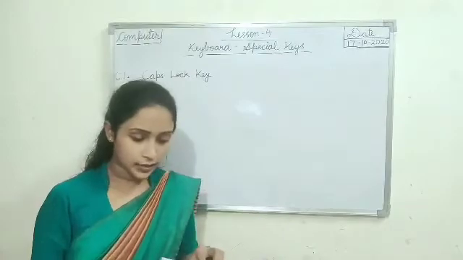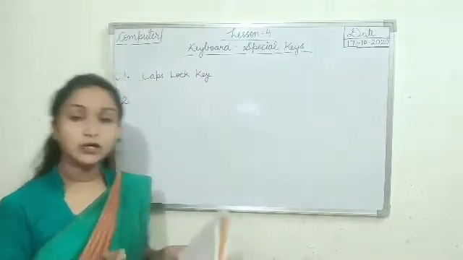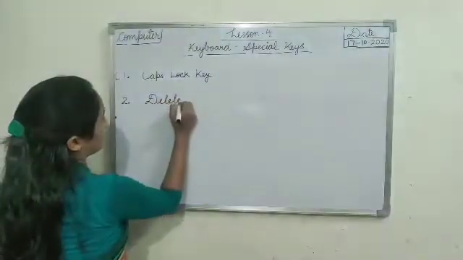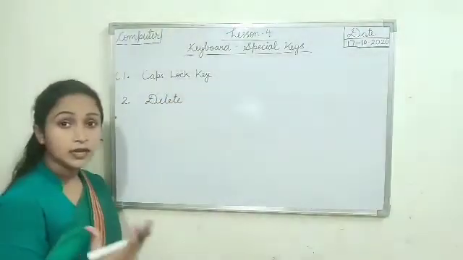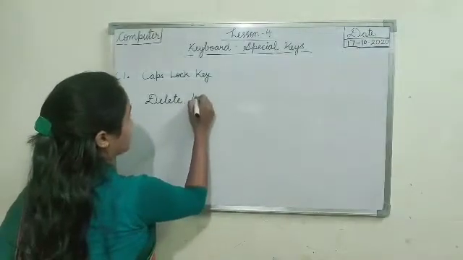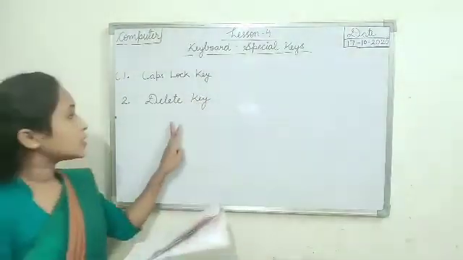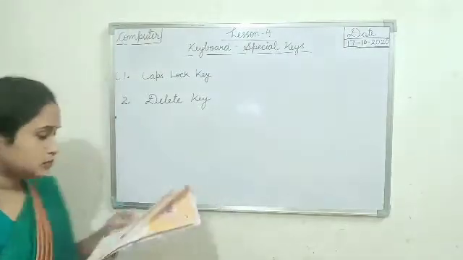I erase the letters to the right side of the cursor. Which key? Delete key. If there is left side, then backspace key. Okay. So I erase the letter to the right side of the cursor. It means it is delete key.